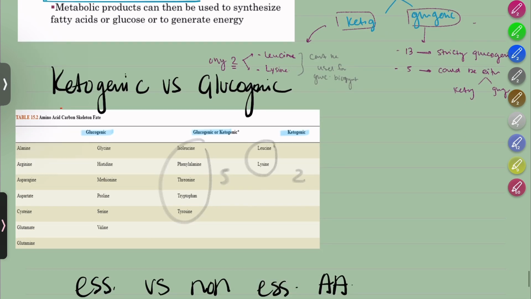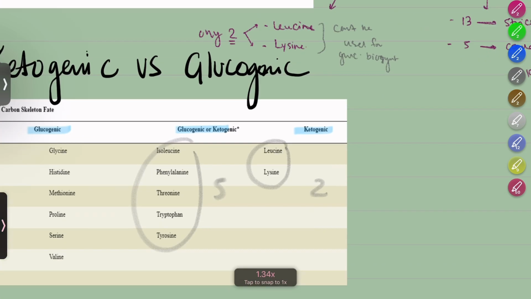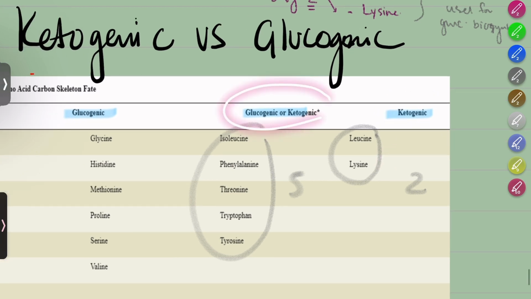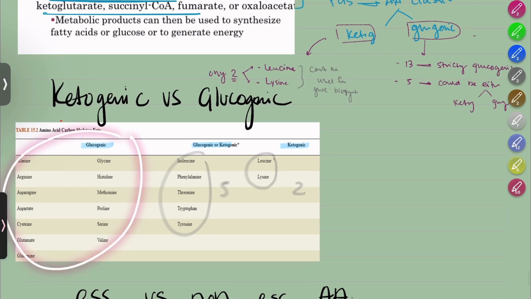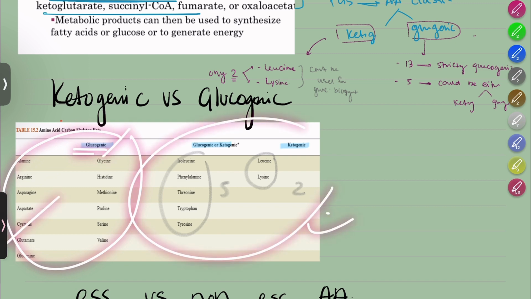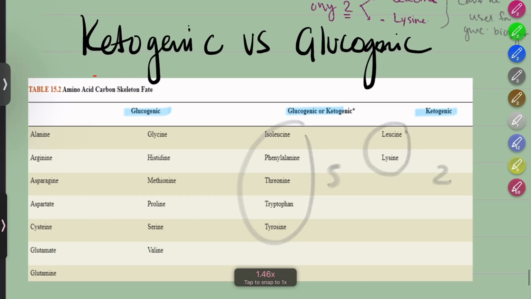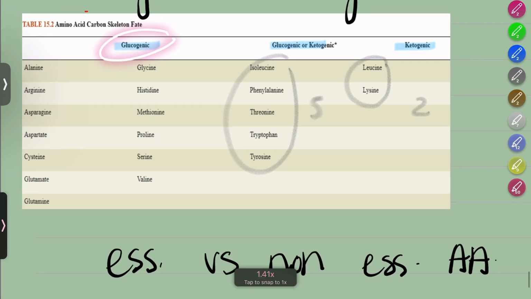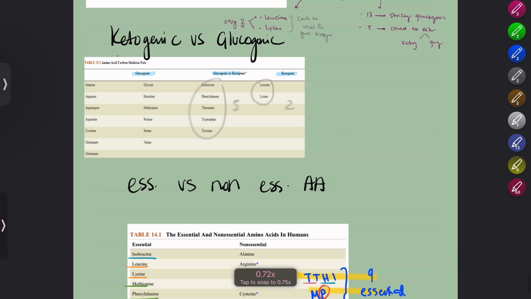So, in order to make the memorization process easier, just remember that the ketogenic are 2, leucine and lysine, and the mixed, which could be either glucogenic or ketogenic, are 5: isoleucine, phenylalanine, threonine, tryptophan, and tyrosine. Then the rest of the amino acids are glucogenic. Do not memorize them; memorize these, and then if a question in the exam comes with an amino acid you did not memorize, this means that it is glucogenic. Okay, so that's what you need to memorize.